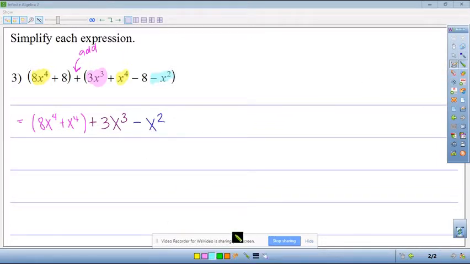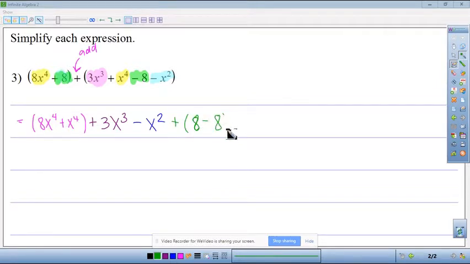Then I go through and I look for my next greatest power, and that's my constant. So I have 8 and negative 8. Those two are both constants, so they can group together. And so now I'm going to go ahead and simplify this.